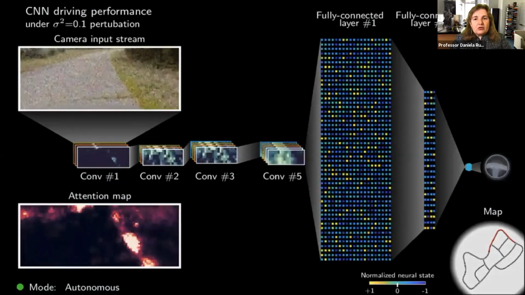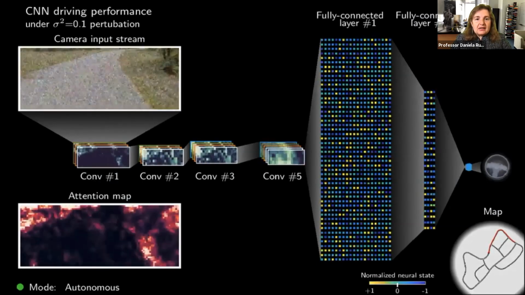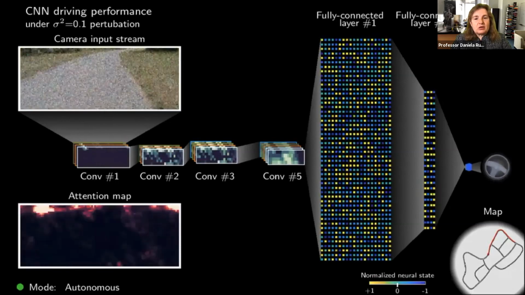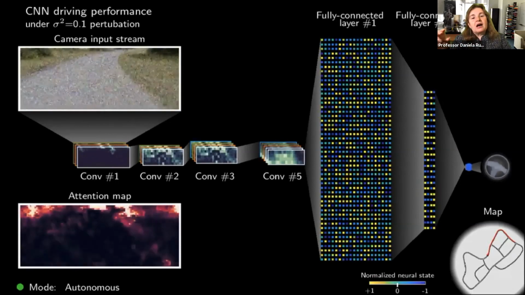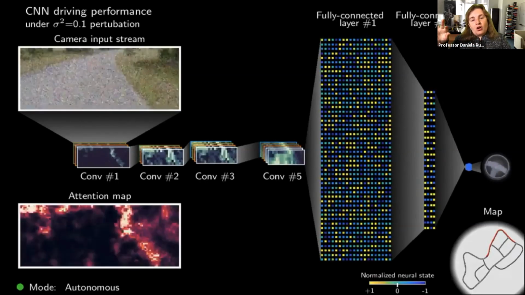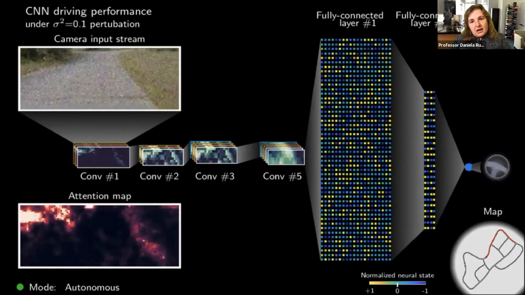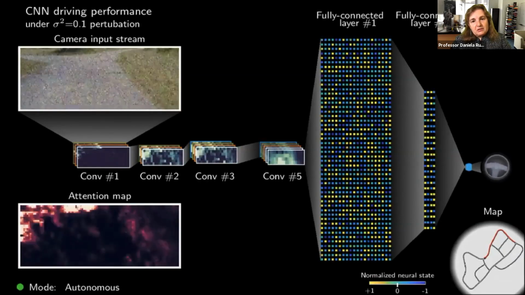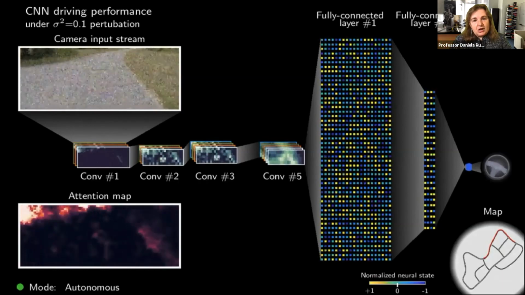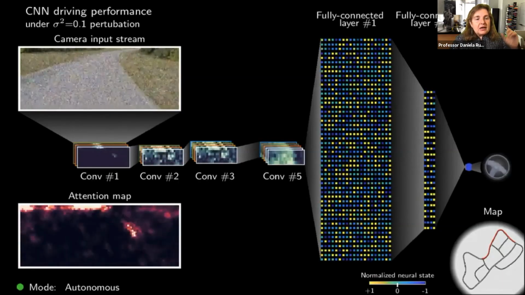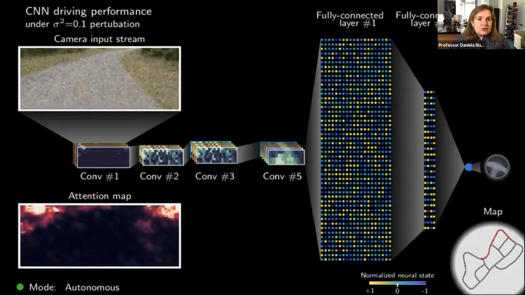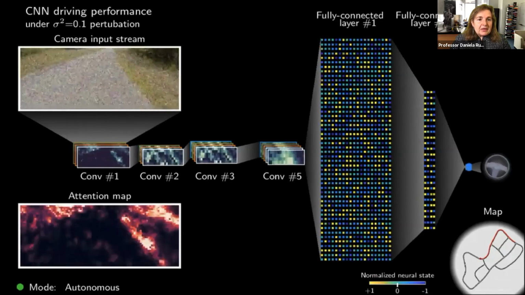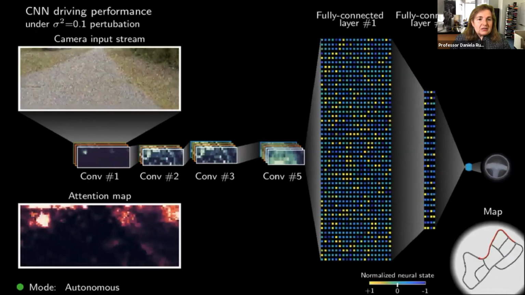Now, if we look under the hood, if we look inside the engine of this vehicle, this is what happens. So let me explain this video to you. On the lower right, you see the map, and you see in red how the car navigates on this map. In the upper left, you see the camera input stream. In the lower left, you see the attention map.